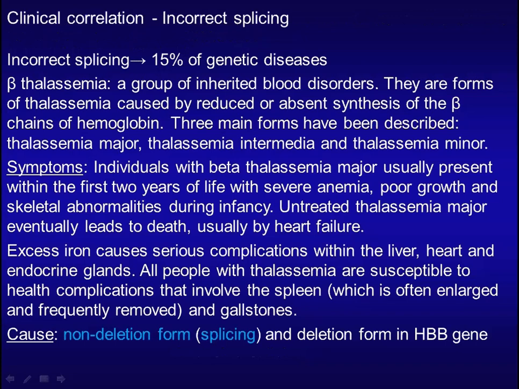Here is the clinical correlation. Incorrect splicing accounts for 15% of genetic disease. Beta thalassemia is one of them. We have discussed this disease before. Today, we will only focus on the cause. Incorrect splicing causes the non-deletion form of beta thalassemia.